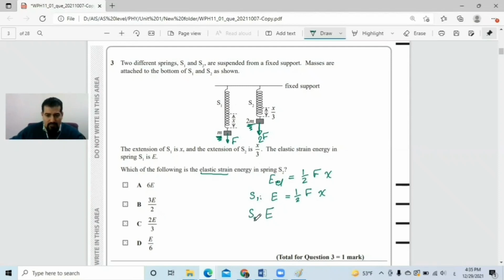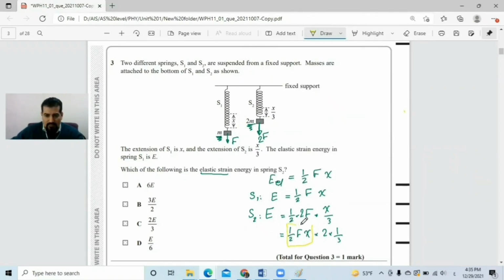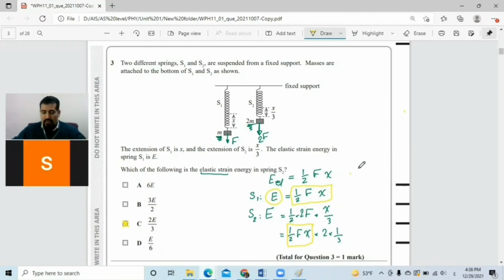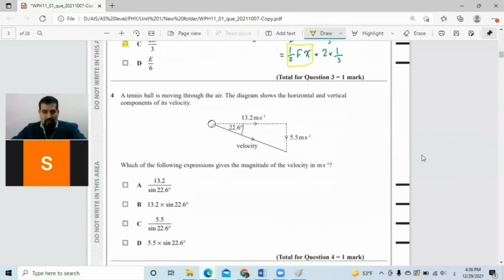Now for spring S2, half multiplied by 2F multiplied by what? X over what? Over 3. That means I'll write half Fx multiplied by 2 multiplied by 1 over 3. This value is E. This value, they call it E. What's left? 2 over 3 E, so the answer is C. It's a little bit hard, but you have to know how to answer it.